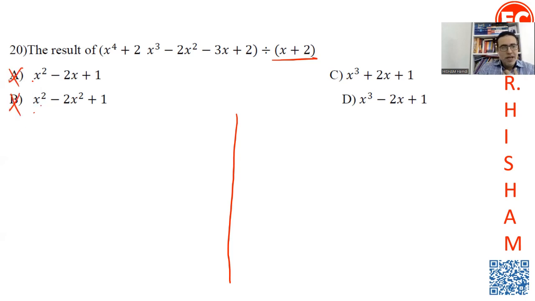Why, Mr. Hisham? This one starts with x squared, and this one starts with x. When you multiply x squared by x, it will give you x power 3. And the first term here is x power 4. So if you don't know anything about synthetic division, all you have to do is to multiply x plus 2 by this one.